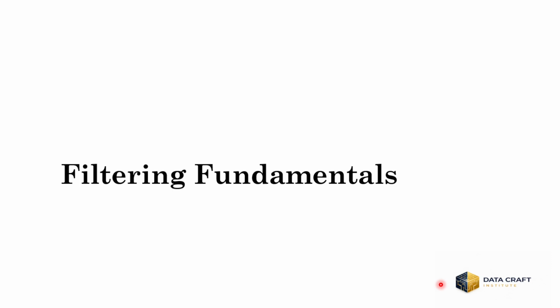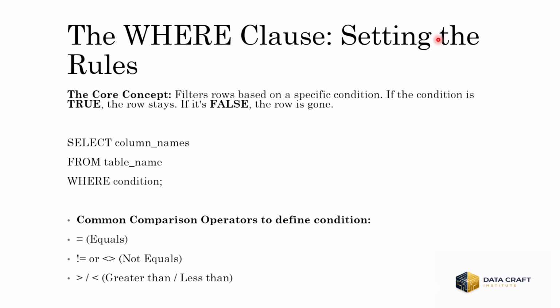Today we will be starting video 2 of module 2, which is on filtering fundamentals. So let's start. The WHERE clause, setting the rules. The WHERE clause filters rows based on a specific condition. If the condition is true, the row stays. If it is false, the row is gone from your result set.